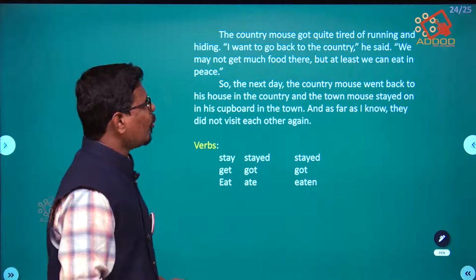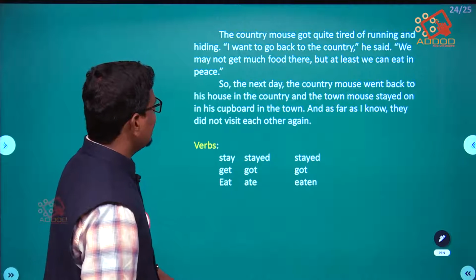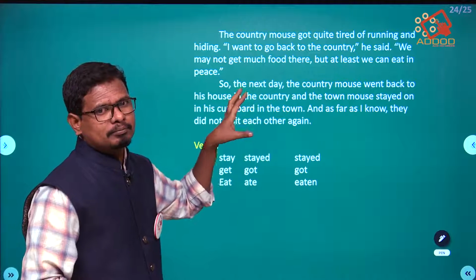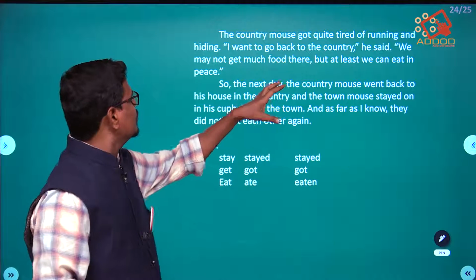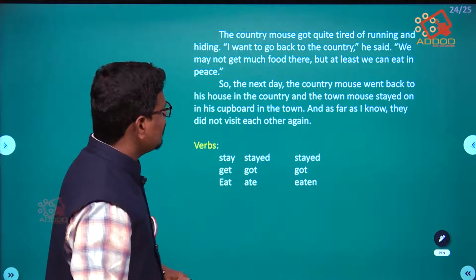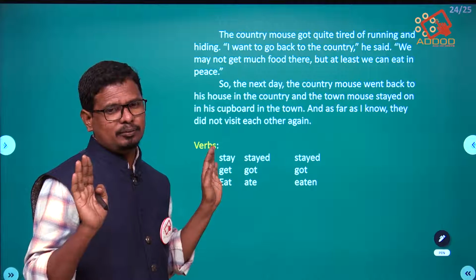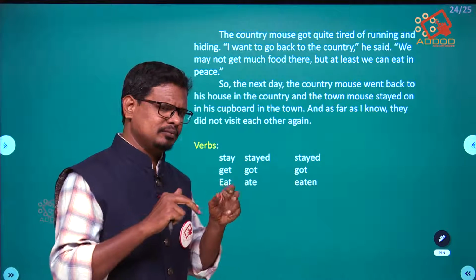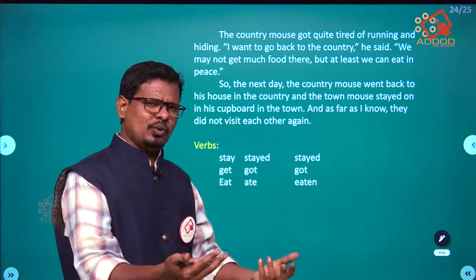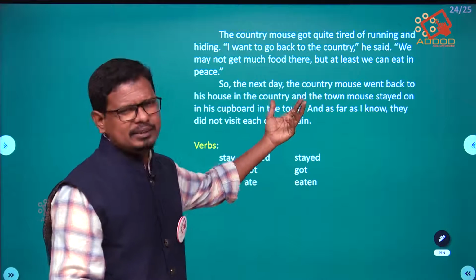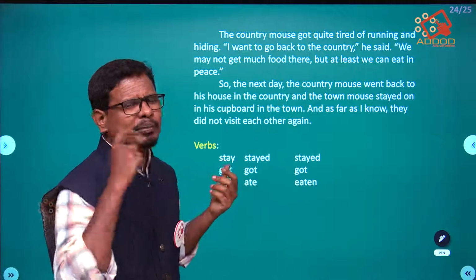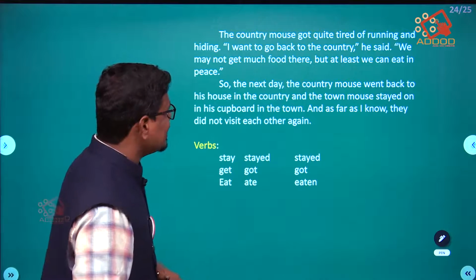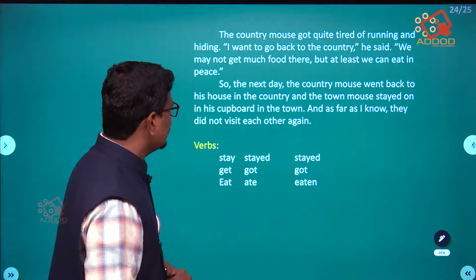The country mouse got quite tired of running and hiding. I want to go back to the country. Now the country mouse is not happy. Now it wants to go back to the country. We may not get much food there, but at least we can eat it in peace. We don't get food like cake or bread or cheese. We may not get juices like orange juice or ice cold lemonade, but we can eat peacefully, be it a root or a sugar cane. I don't think I like this place. Let me leave.